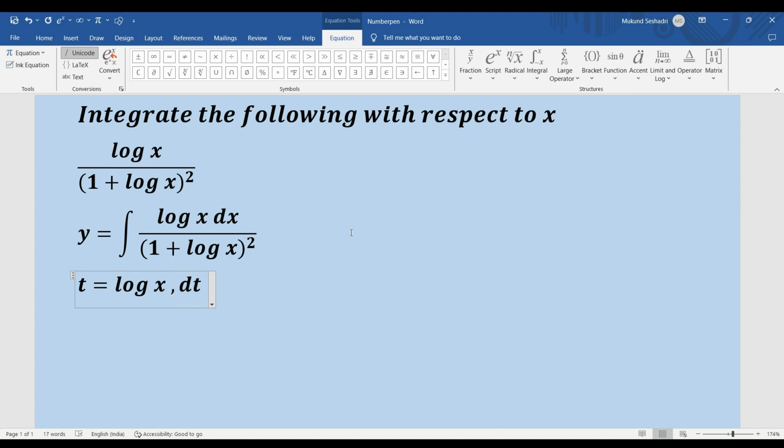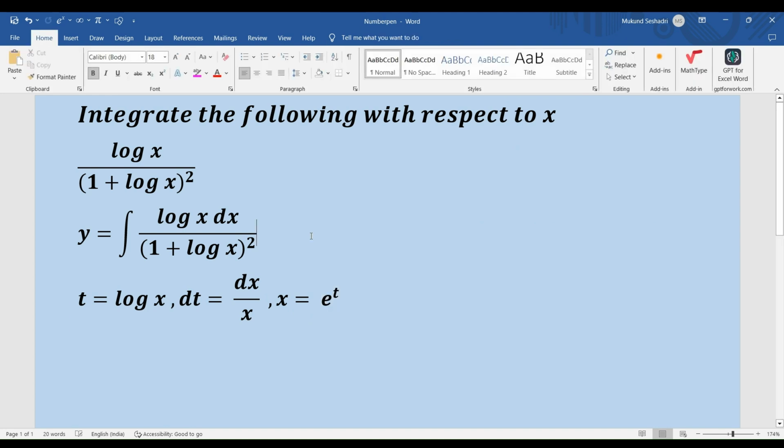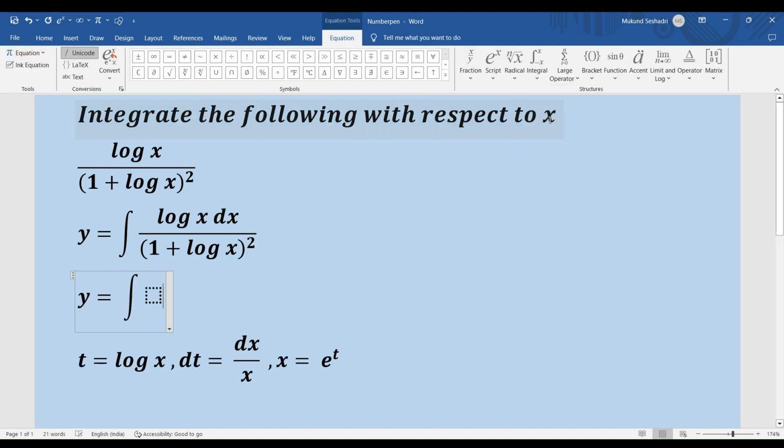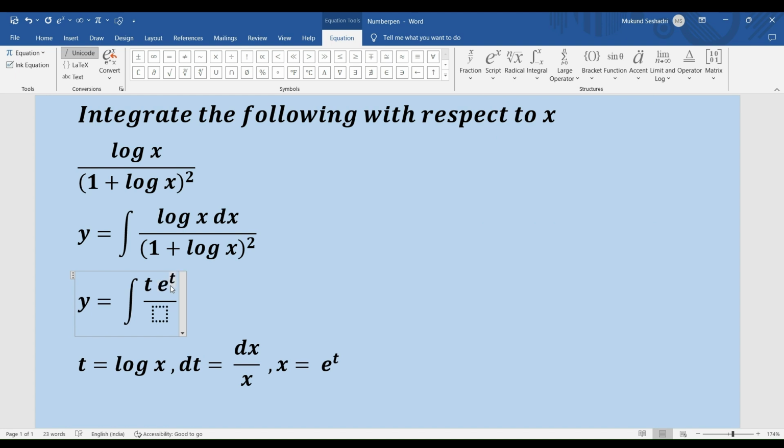Now, my dt becomes equal to dx by x, right? And then I know that when my t equals log x, my x equals e to the power t, right? Now let me go back to my y and then rewrite everything in terms of t. So my log x is nothing but t. I'm at the numerator right now. And my dx is nothing but x times dt, which means I will have an e to the power t dt, right? I hope you folks are with me.